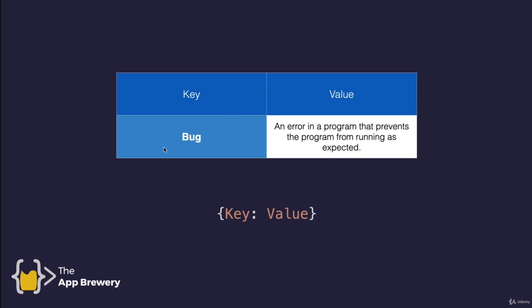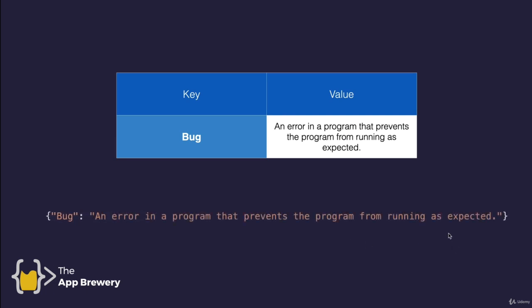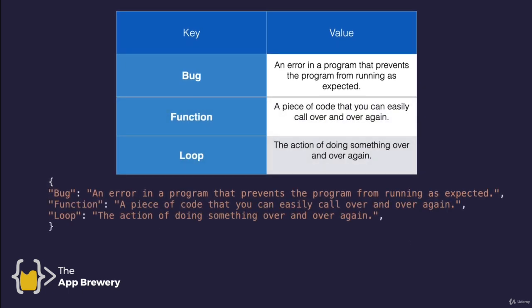In our table, we've got this word bug, which is the first key, so we can replace that over here in our dictionary. And the value that's associated with this key is the definition for a bug. So an error in a program that prevents the program from running as expected. That becomes the value and can be replaced here after the colon. So now we've created an actual dictionary using Python code. What if you wanted to have more than one entry in your dictionary? Well, you would separate each of the key value pairs using a comma. And then you can continue adding key and value pairs until you get to the end of your dictionary.